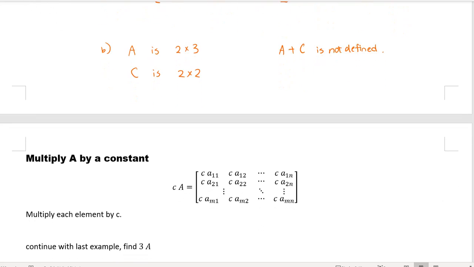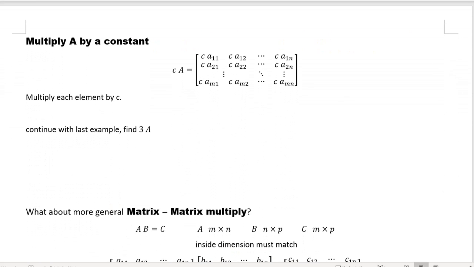So let's continue. Multiplying a matrix by a constant is just multiplying all the entries by that constant. Okay, so continuing with the last example, find 3A. Well, 3A is what? We multiply all the entries by 3.